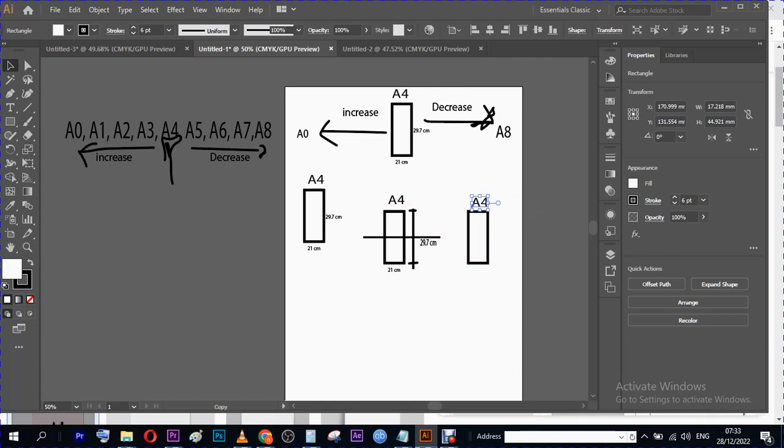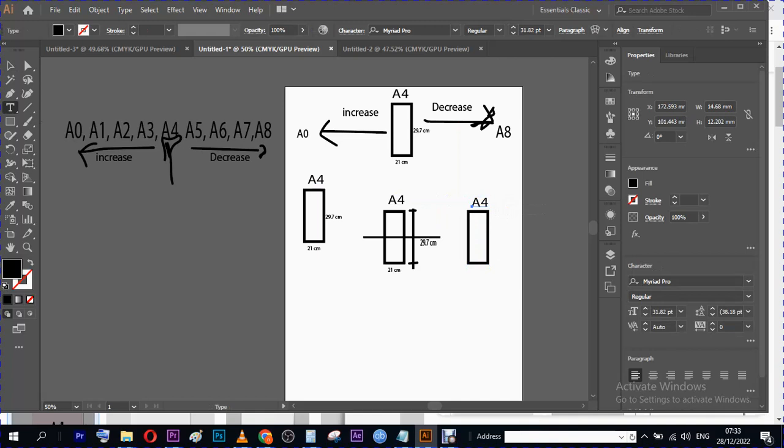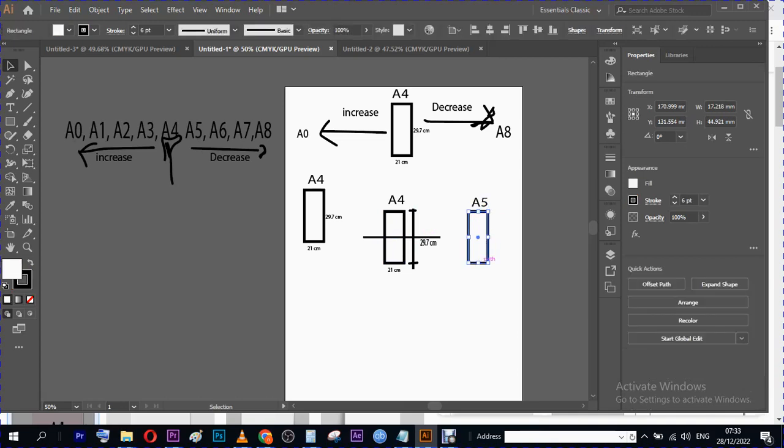A5. So with an A5, now quote this right. This was the longest side. Now, if we happen to divide it, what was the longest side is going to become the shortest side, forming a landscape. Whereby this 21 remains constant.